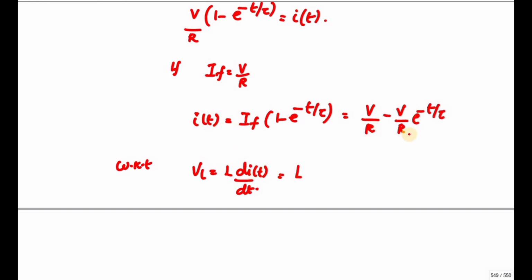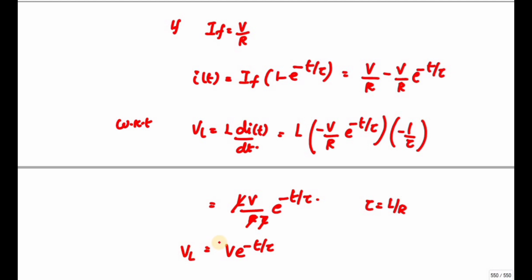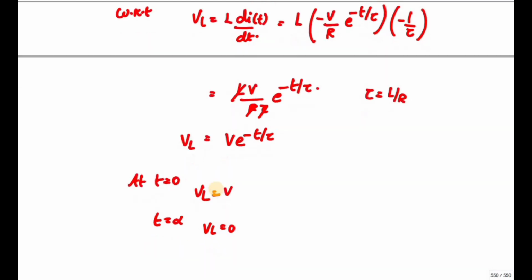So L into, if I differentiate with respect to t, V by R goes to 0, and minus V by R into e power minus t divided by tau into minus 1 divided by tau is my answer. What is tau? Tau is L divided by R. So the L divided by R and L divided by R get cancelled out, and you will get only V. So VL is equal to V into e power minus t divided by tau. If I substitute t is equal to 0, VL becomes V, and at t is equal to infinity, at steady state, VL is equal to 0.